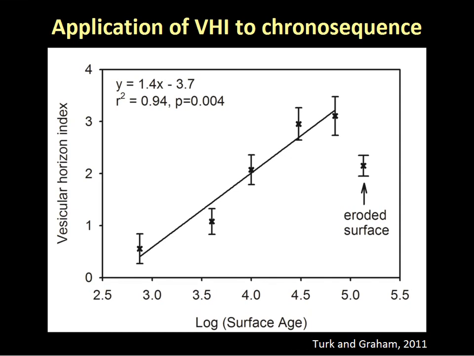So in order to test this out, I calculated the vesicular horizon index based on data from a chronosequence study. This was Eric McDonald's dissertation at the Providence Mountains chronosequence, which is in the Mojave National Preserve. And what I saw was that there was a nice increase in vesicular horizon index with increasing age, which shows that with increasing development of the vesicular horizon, that was reflected in an increase in the vesicular horizon index. The exception was the oldest surface in the chronosequence, and the authors of the study documented that that surface had been eroded. So we also see that with erosion and degradation of the vesicular horizon, there's a decrease in vesicular horizon index.